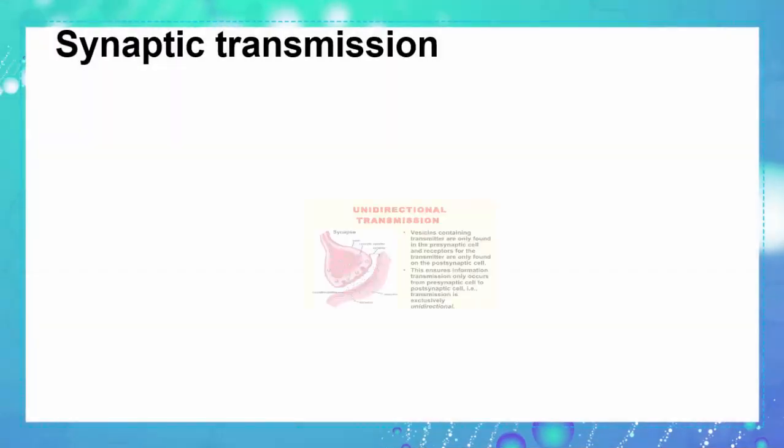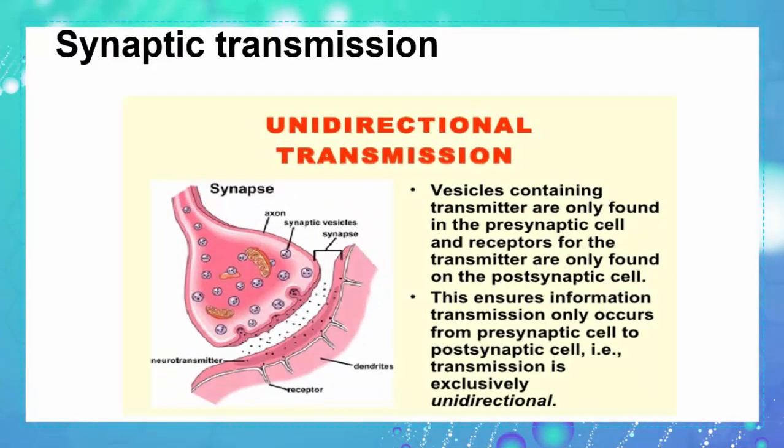After studying the synaptic transmission, we noticed that the vesicles containing neurotransmitter are only found in the presynaptic cell, and their specific receptors are only found on the postsynaptic cell. This ensures information transmission only occurs from the presynaptic cell to the postsynaptic cell. So this transmission is called unidirectional. It has only one direction, from presynaptic to the postsynaptic cell.